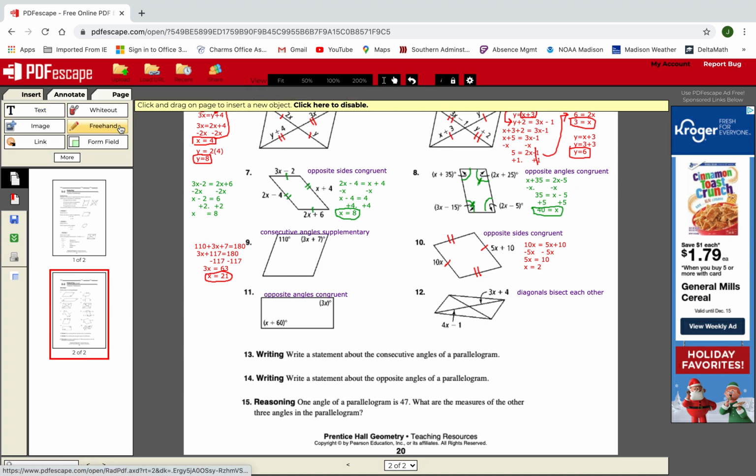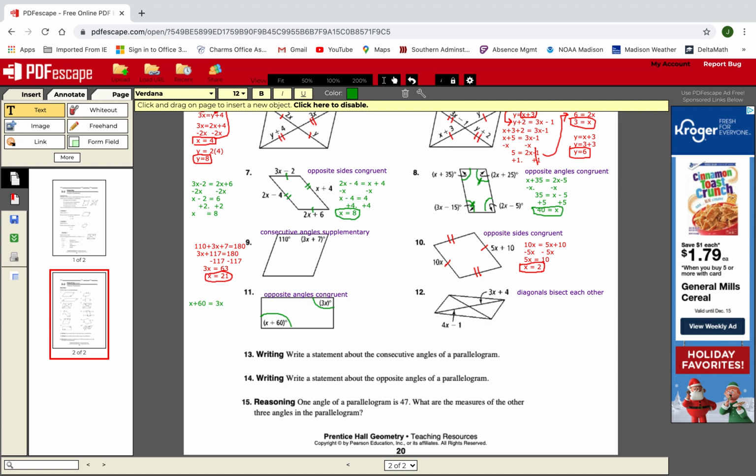We're going to be happy about that one and switch to green for our last two work amounts. Green. All right, so we have opposite angles congruent here on number 11. So I'm going to put these big wide angle curves on them. Okay, and I know that x plus 60 equals 3x.